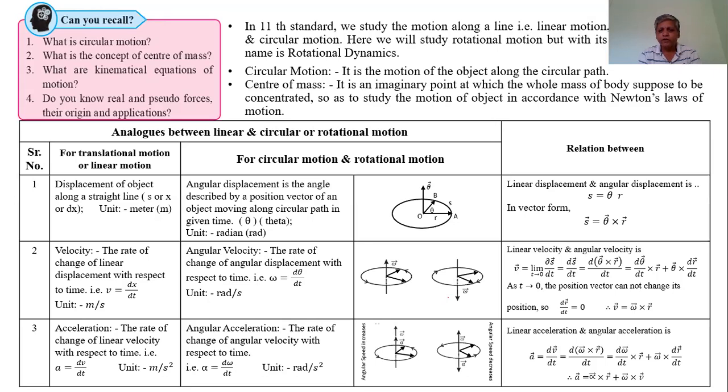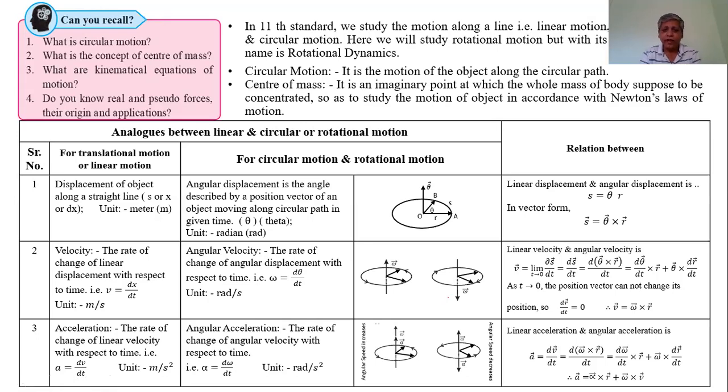Substitute the value of linear displacement as vector theta cross vector R in this equation, and taking the derivative with respect to time, we get the derivative of angular displacement with respect to time cross vector r plus angular displacement cross the derivative of vector r, where vector r is the position vector at that instant.